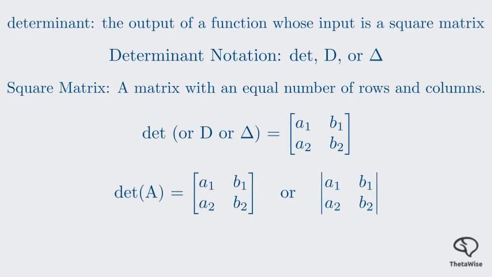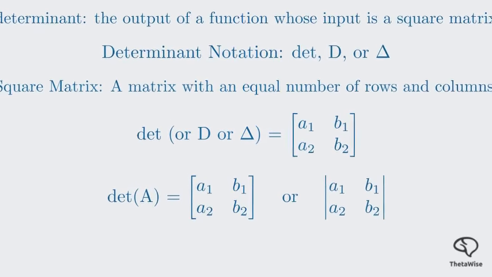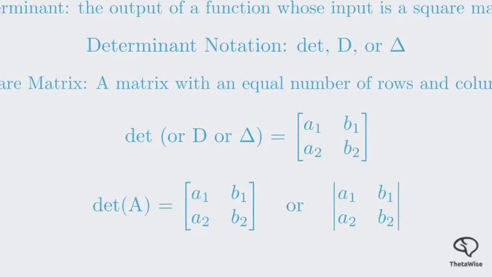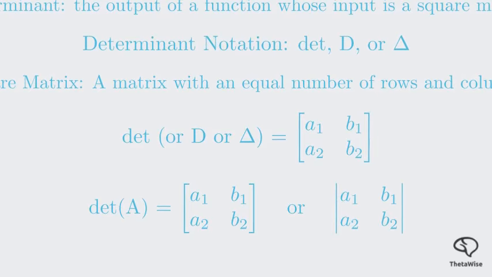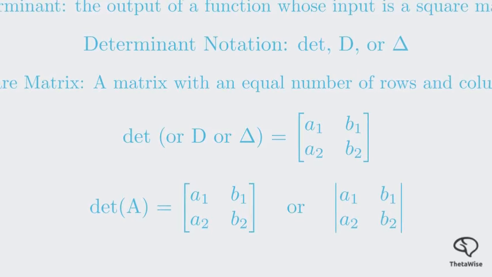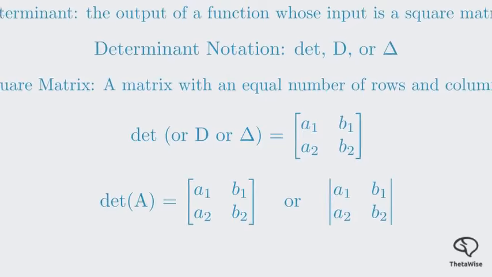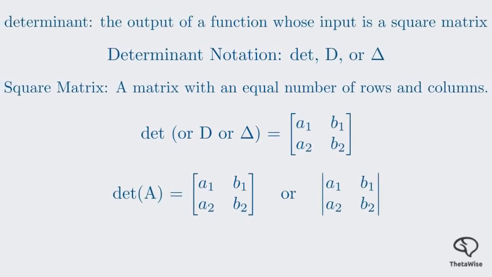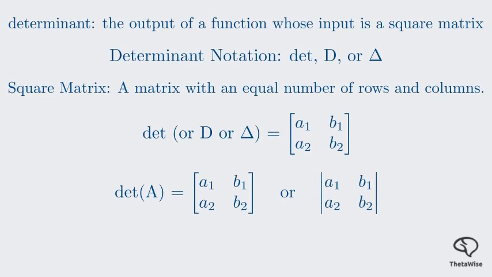So, to recap, the determinant is a single number we get from a square matrix. We can write it using the symbols det, D or delta, and we use vertical bars or brackets around the matrix to denote the operation. This notation will be our language for the rest of this tutorial.